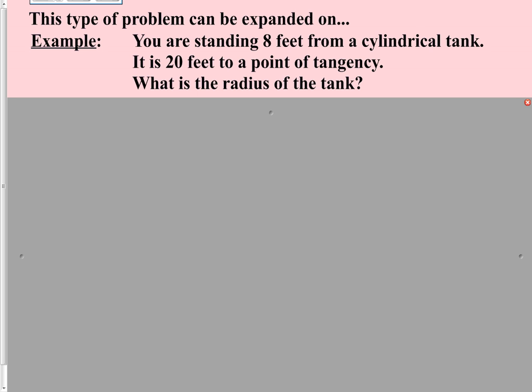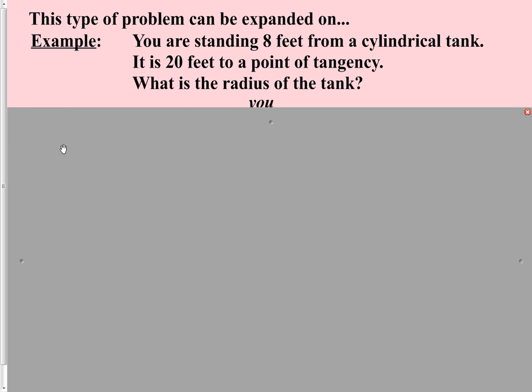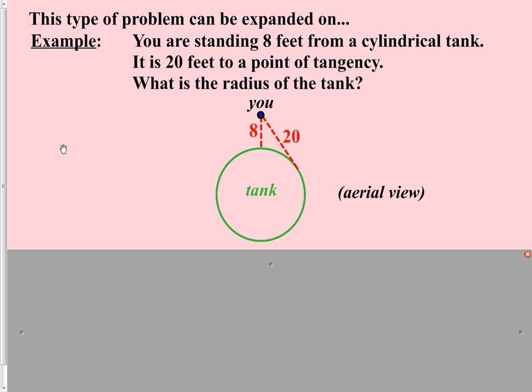Then it says 20 feet to a point of tangency. Well, you better know where the point of tangency is. And that, of course, would be way over at the side of the tank, almost where the tank is turning away from you, kind of where you'd lose sight of it, and then it would turn and go back around behind itself. So if you are thinking along those lines, then what we are looking at is a diagram that from above would look something like this. You're standing there, it's 8 feet from you to the cylinder, and it is 20 feet over to the very far edge that we can see, which would be the point of tangency.